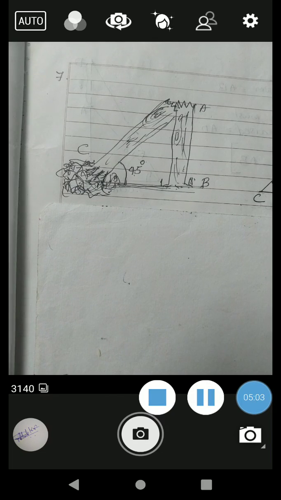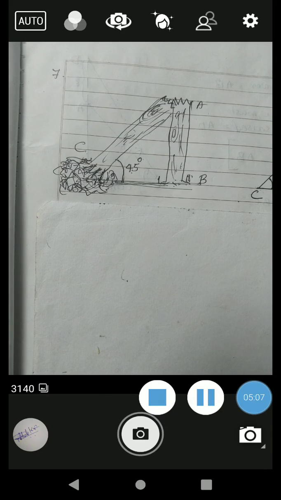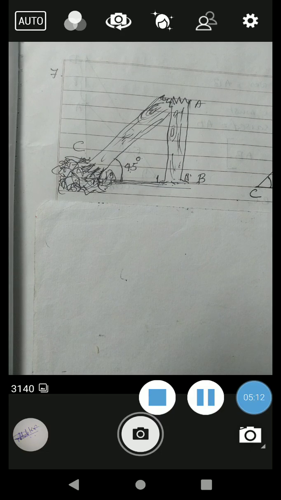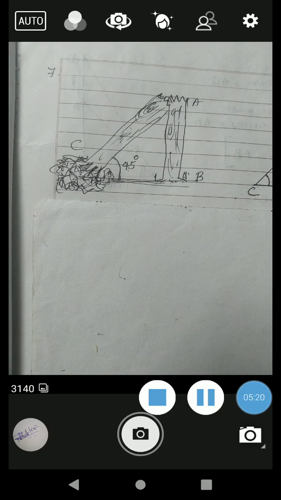Now question number 7. The upper part of a tree broken over by the wind makes an angle 45 degree with the ground. And the distance from the root to the point where the top of the tree touches the ground is 15 meter. What was the height of the tree before it was broken?